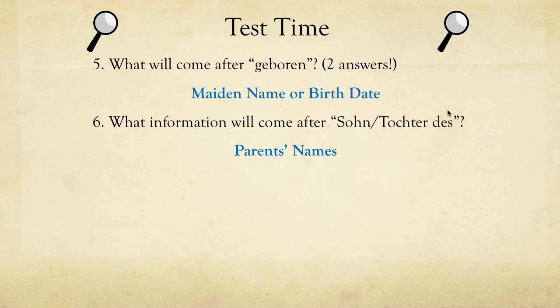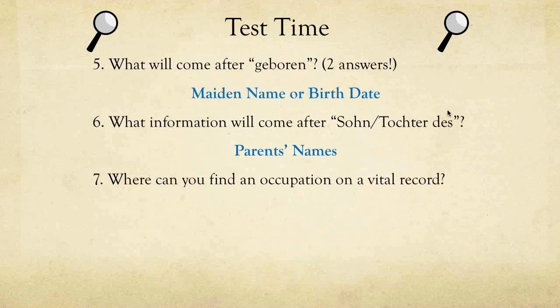This is our last official question. Where can you find an occupation on a vital record? Will it be before the name or after the name? Oh, these folks are good. They remember. They say before the name. Perfect, 100%.